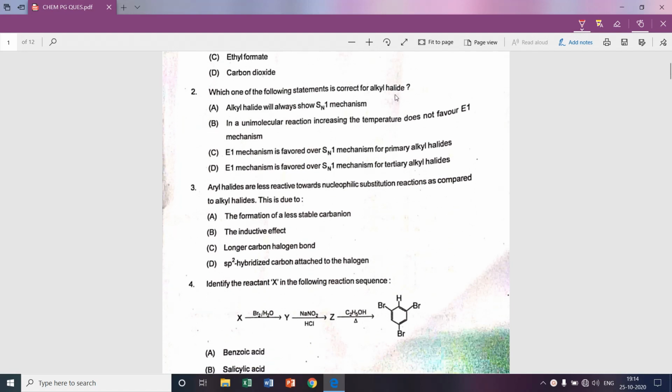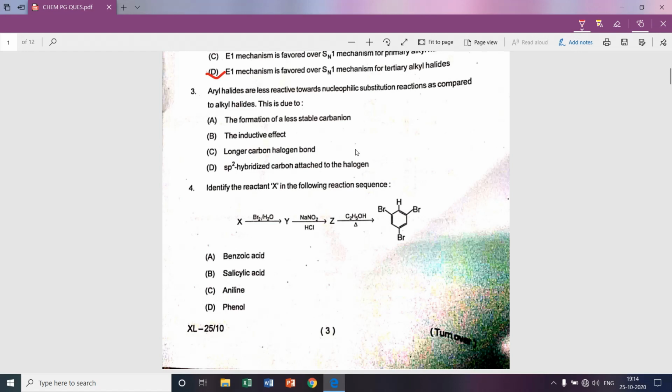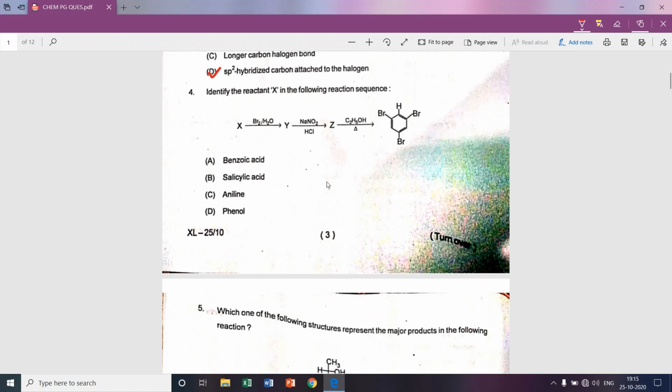Next question, which one of the following statements is correct for alkyl halide? And your right answer is option D, that is E1 mechanism is favored over SN1 mechanism for tertiary alkyl halides. Then next, come to question number 3. Aryl halides are less reactive towards nucleophilic substitution reaction as compared to alkyl halides. This is due to option D, your right answer, that is sp2 hybridized carbon attached to the halogen.